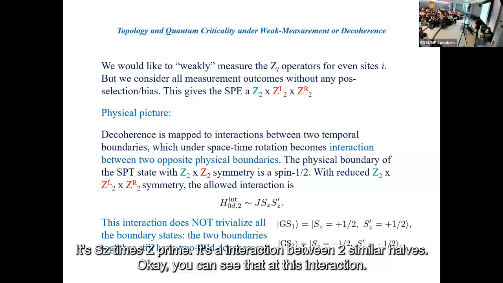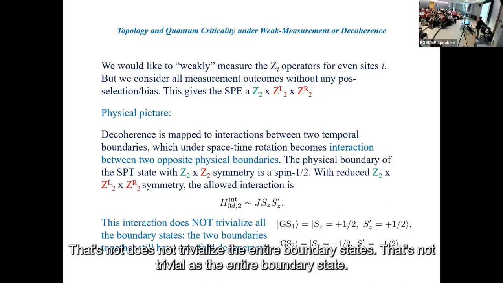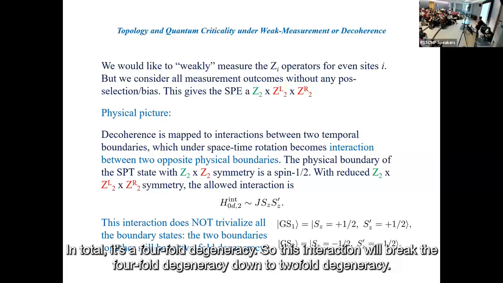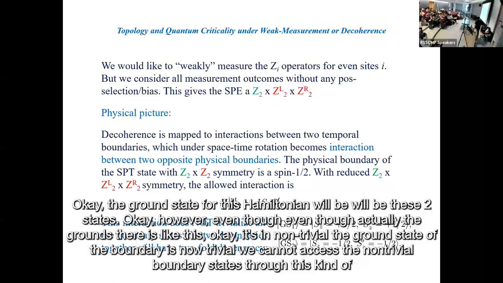You can see that this interaction does not trivialize the entire boundary state. Initially the boundary will give you a fourfold degeneracy, because each boundary will be spin half. In total, it's a fourfold degeneracy. This interaction will break the fourfold degeneracy down to twofold degeneracy. The ground state for this Hamiltonian will be these two states. Even so, the ground state of the boundary is non-trivial.